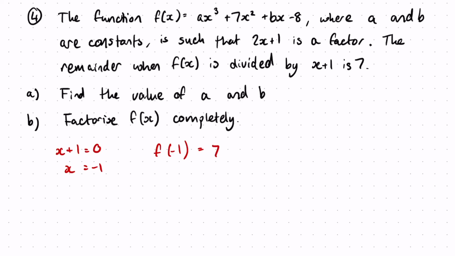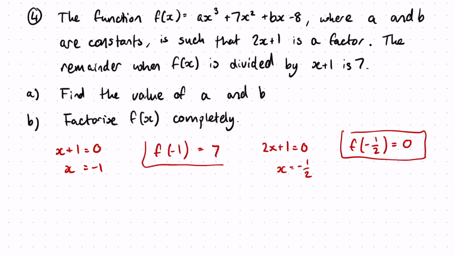That means if I use 2x plus 1 is equal to 0, giving me x is equal to negative a half, and I substitute minus a half into my function, it will give me the answer 0, because this is back to the factor theorem where if you substitute a value in and it gives you an answer of 0, then it must be a factor. Okay, so f of minus a half gives the answer 0. So these are the two things I'm going to use to set up my simultaneous equation.